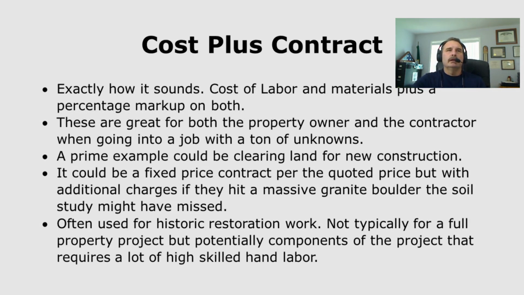All kinds of stuff. The next type of contract is called a cost plus contract. Cost plus contracts are exactly like what it sounds. It's the cost of labor and materials plus a percentage markup on both of them. These are great for both the property owner and the contractor when going into a job with a ton of unknowns. A prime example could be clearing of land for new construction.